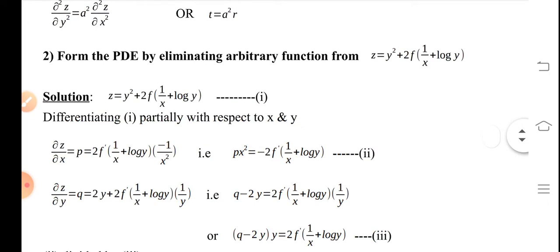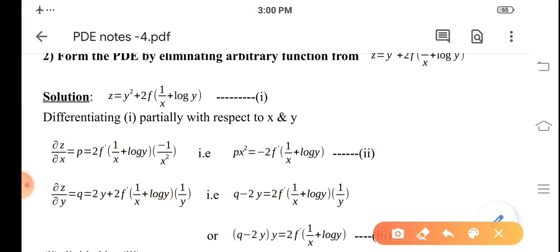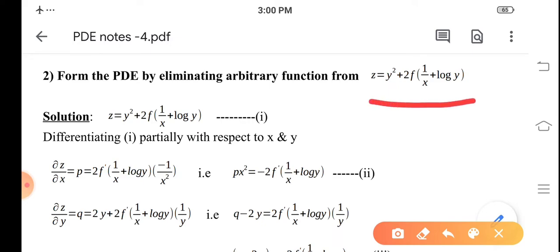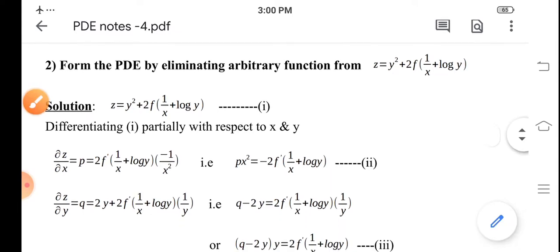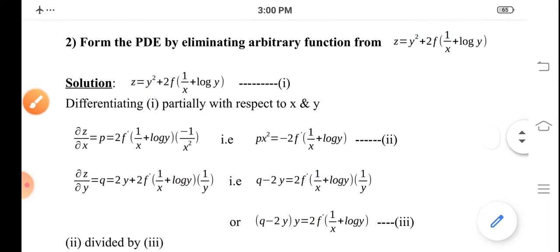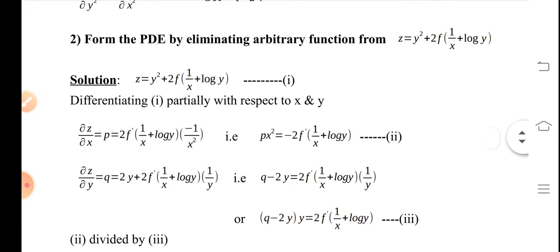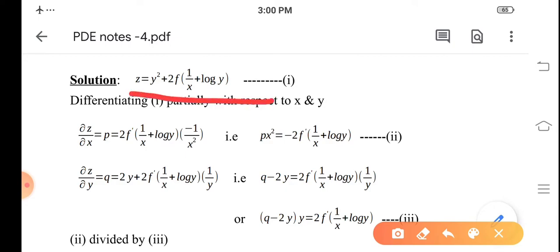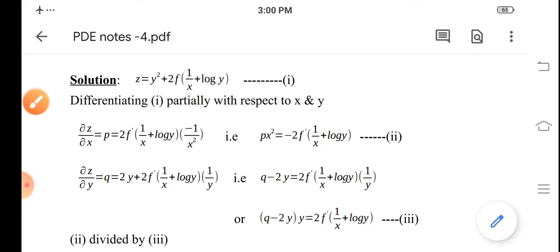Problem number 2. Form the partial differential equation by eliminating arbitrary function from z is equal to y square plus 2 into f of 1 by x plus log y. Here, f is the arbitrary function. We take the given relation z is equal to y square plus 2 into f of 1 by x plus log y as equation 1.